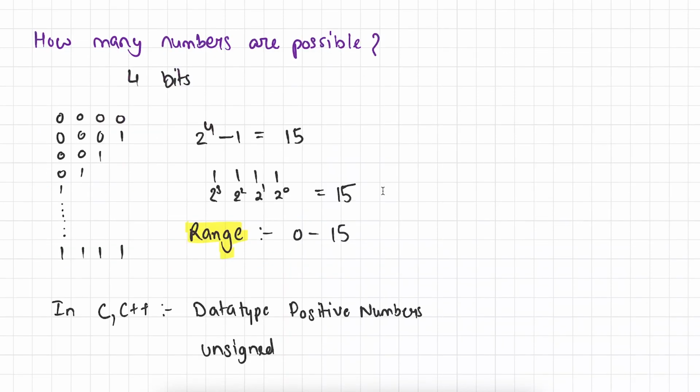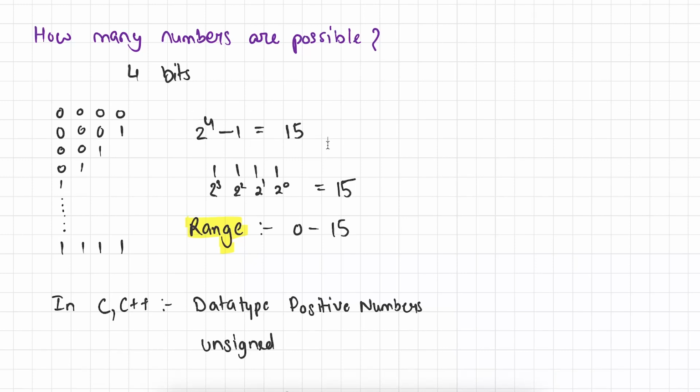If we talk about 4-bit numbers, how many numbers are possible if we start our number at 0000 and go until we reach all ones? The possible numbers are 2 to the power 4 minus 1, which is equal to 15. So if we have 4 bits to represent any number, then 15 numbers are possible. We can generate 15 numbers using 4 bits.